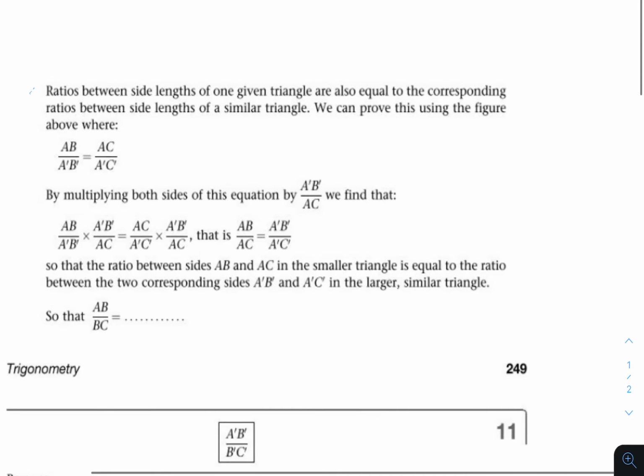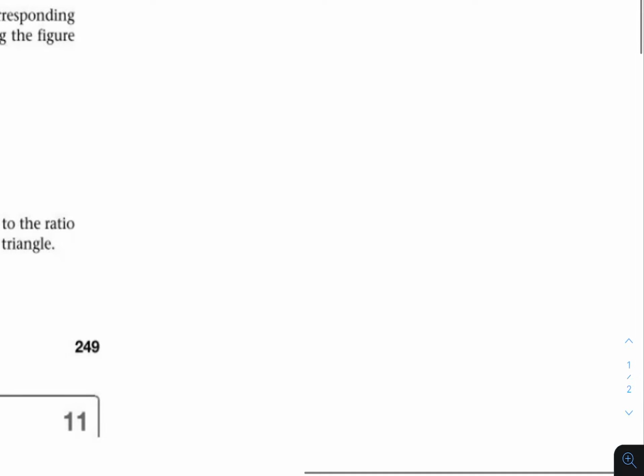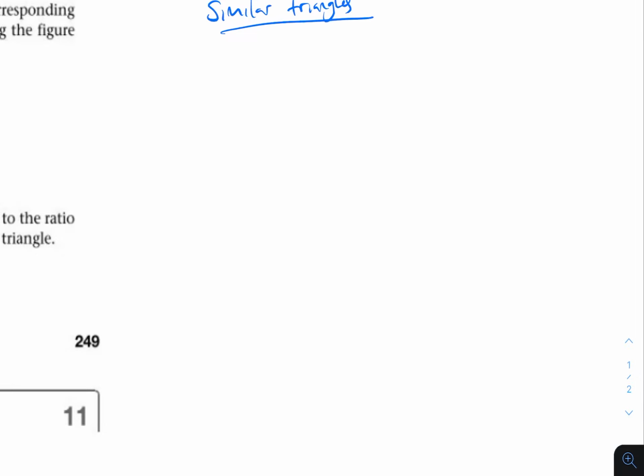Ratios between side lengths of one given triangle are also equal to the corresponding ratios between side lengths of a similar triangle. Okay, cool. So let's just remind ourselves of what a similar triangle is. Similar triangles can be different sizes, but they will have the same shape and they will also have the same angles.